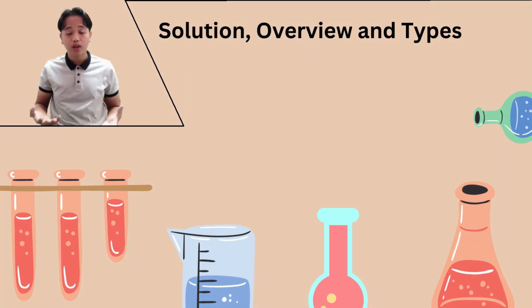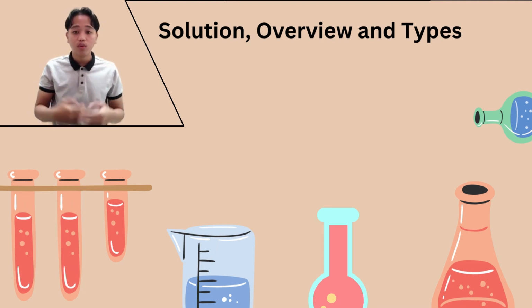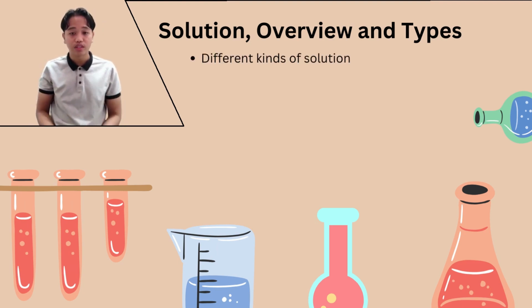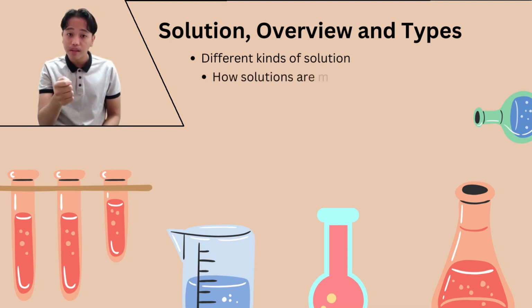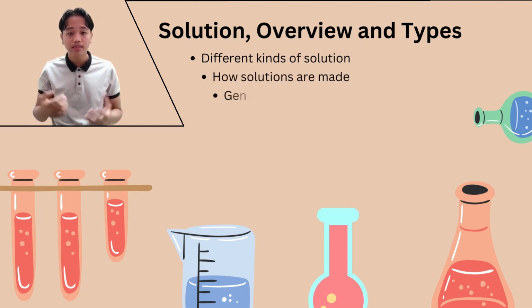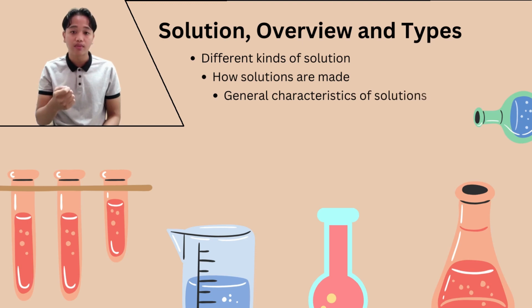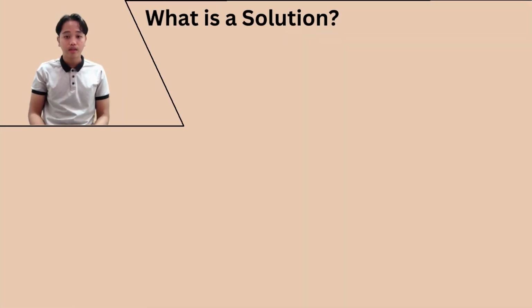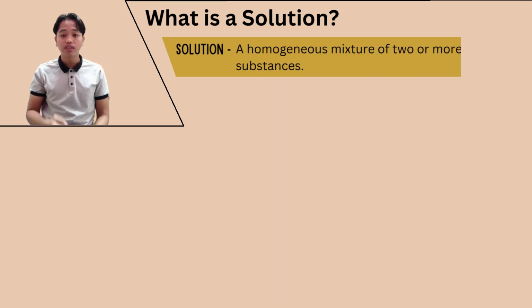So first, we're going to take a look at the solution, which is a type of mixture that I use a lot in chemistry. We will look at the different kinds of solution and see how they are made, and we will look at the general characteristics that all solutions have. So, to start off with, what is a solution? A solution is a homogeneous mixture between two or more substances.